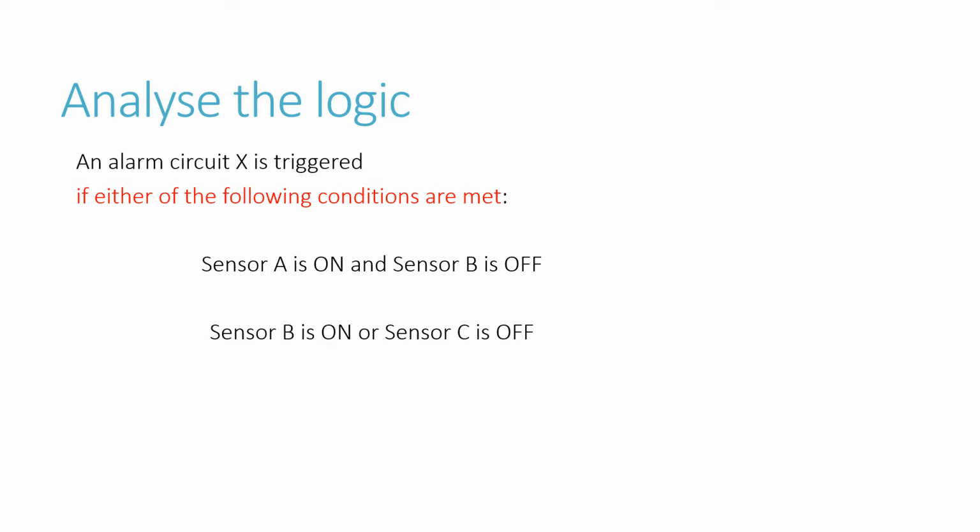So I've written out the problem in a more abstract way, removed a lot of the extra words, and I'm noticing that the alarm circuit is triggered if either of the following conditions are met. So those 2 conditions need to be evaluated and then combined with an OR operator. So we need the top and bottom conditions to be evaluated first and the OR to be evaluated last.